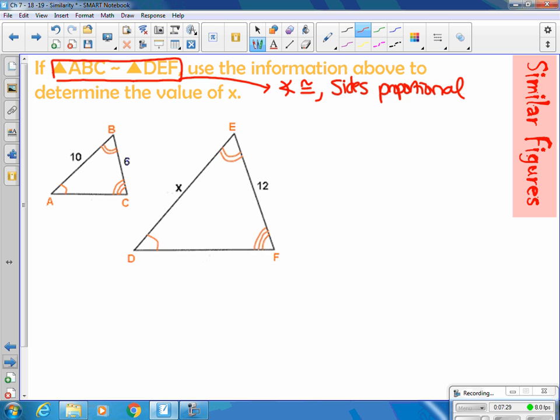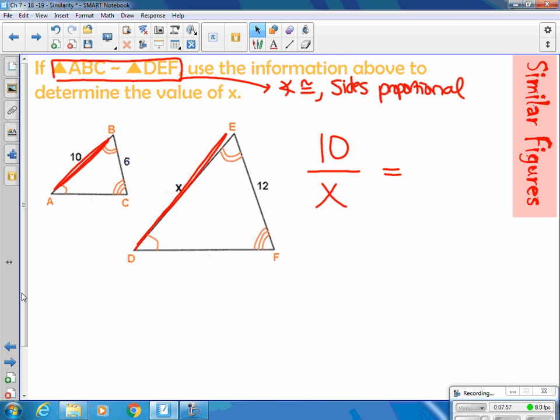Okay. I see X. X is on this side. X goes with DE. So I have to ask myself, what side in the smaller triangle corresponds with DE? That would be AB. I can set that up right there as part of my proportion. 10 goes with X. If you want to write that as X over 10, that's totally fine as well. Is equal to.